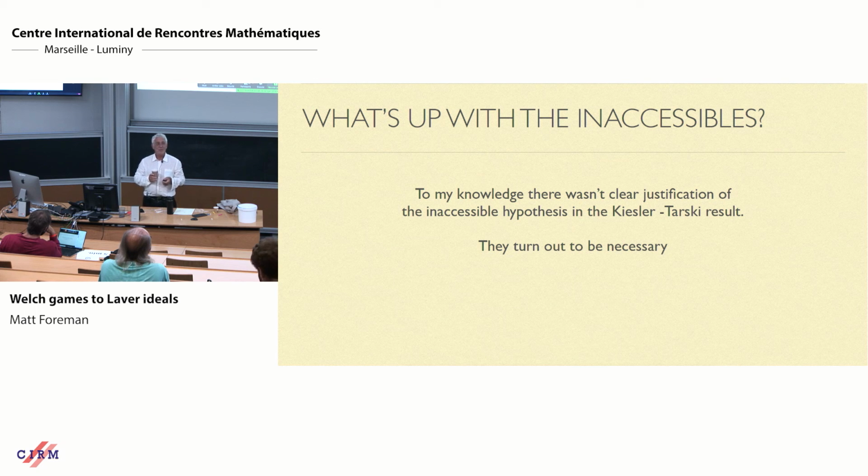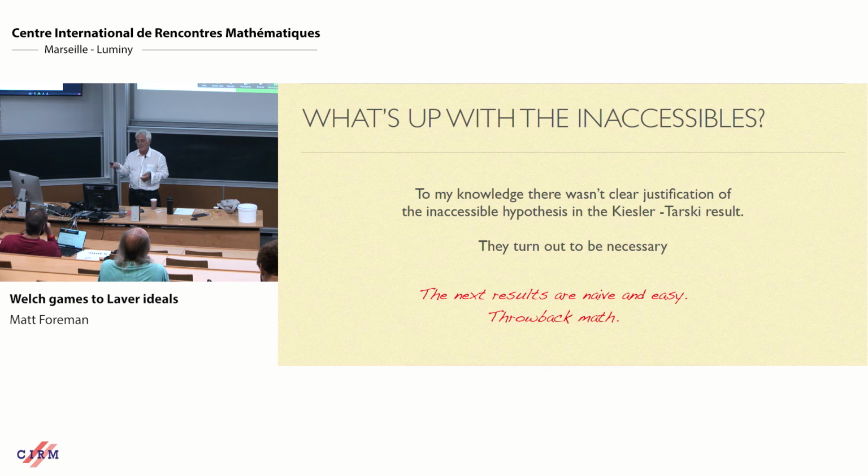What happens if we play the Welch game at a non-inaccessible cardinal? I like it when omega 1 or omega 2 are generic large cardinals, so let's bring this down to earth. Unfortunately, these turn out to be necessary. I'll talk about this in the open problems part. So the next results are really a throwback to 1960s style, very naive and easy mathematics, but I don't think it's been done.